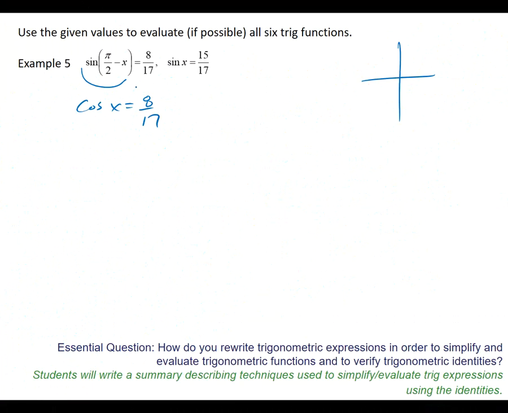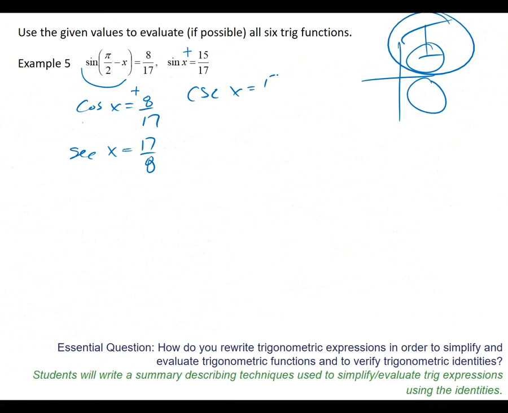So cosine is positive in which quadrants? 1 and 4. And then of those two, where is sine positive? 1. So I want quadrant 1 answers, right? That's actually nice, everything's positive. What do I get for free from cosine? Secant comes for free, so I get 17 over 8. What do I get for free from sine? Cosecant, 17 over 15.